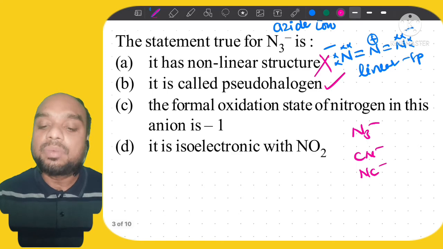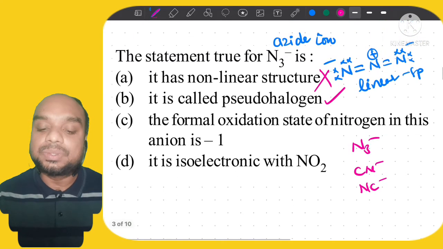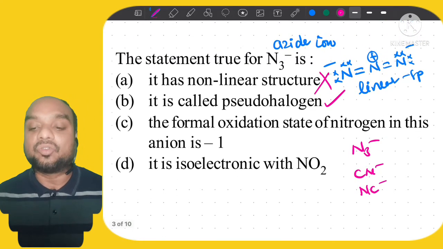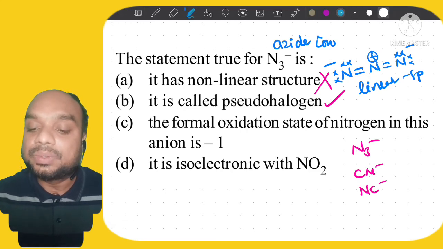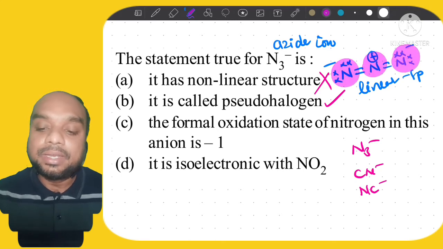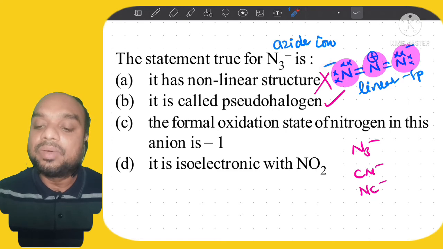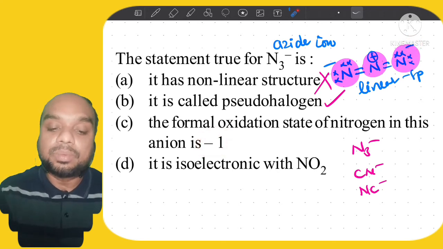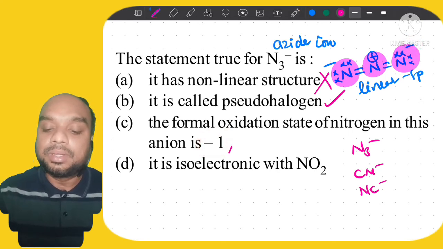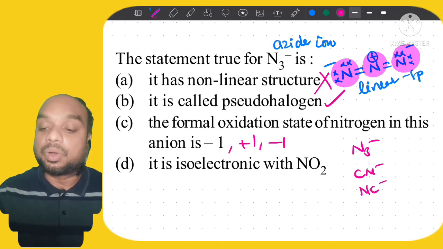Next, the formal charge or oxidation state of nitrogen in its anion is minus. So formal charge means each and every nitrogen we have to find out. So this one, this one, this one. Here if you see, every element has minus one oxidation state, the middle one has plus one, and the end one has minus one. But here what is given? Minus one. Actually the formal charge is minus one, plus one, minus one. So wrong is given. So this is wrong.